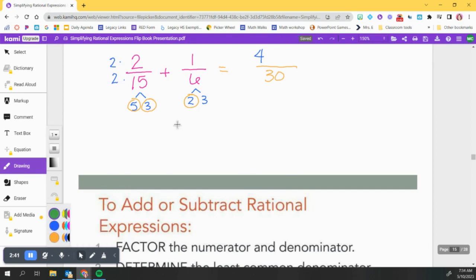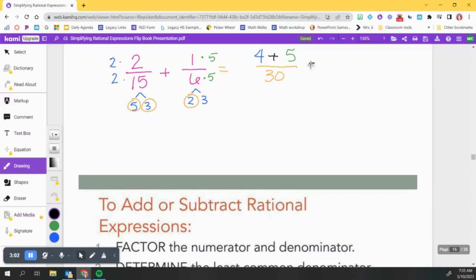Okay, the common denominator over here was a 30. What do I have to multiply 6 by to get to 30? I have to multiply by 5. So you have to multiply the numerator by 5 as well. 1 times 5 is 5. And what we were doing with these two fractions was adding them. So I'm going to add the numerators now.